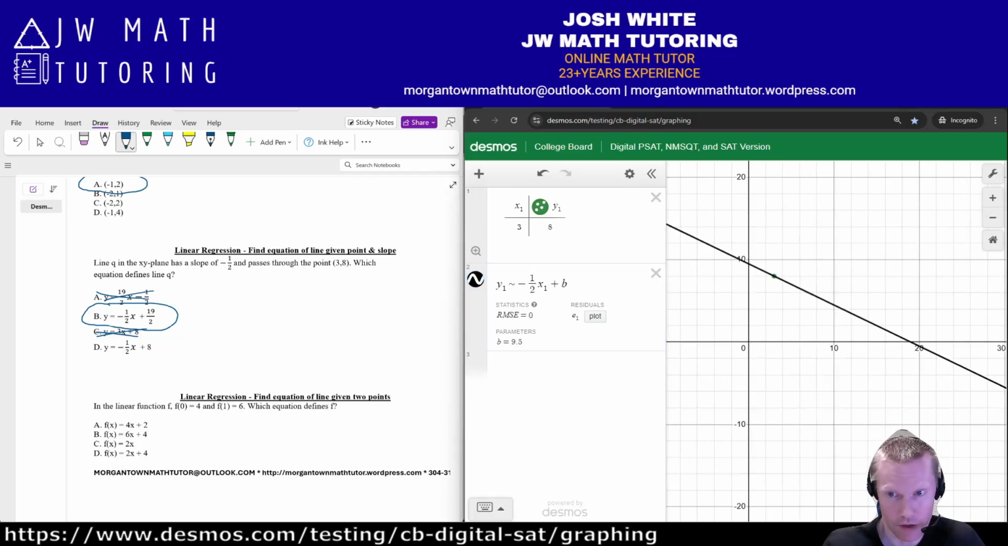And let's just zoom out here and see the line a little bit. Here is its y-intercept value, here is its x-intercept value, and you can also see the point that I entered in the table on the graph right here.